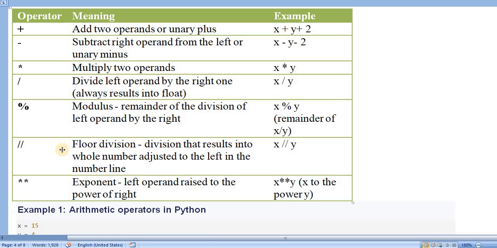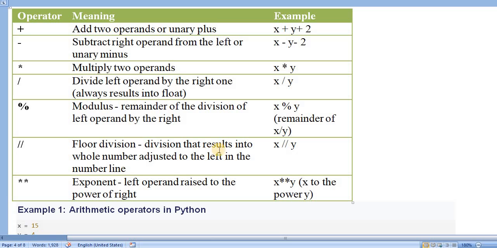Floor division, double slash. This operator is used for floor division. Floor division means it will return the quotient of two operands, only the quotient. So the modulus operator will return the remainder and floor division will return the quotient of the two operands. It will return it in integer form. The floor division also returns the value in integer form.